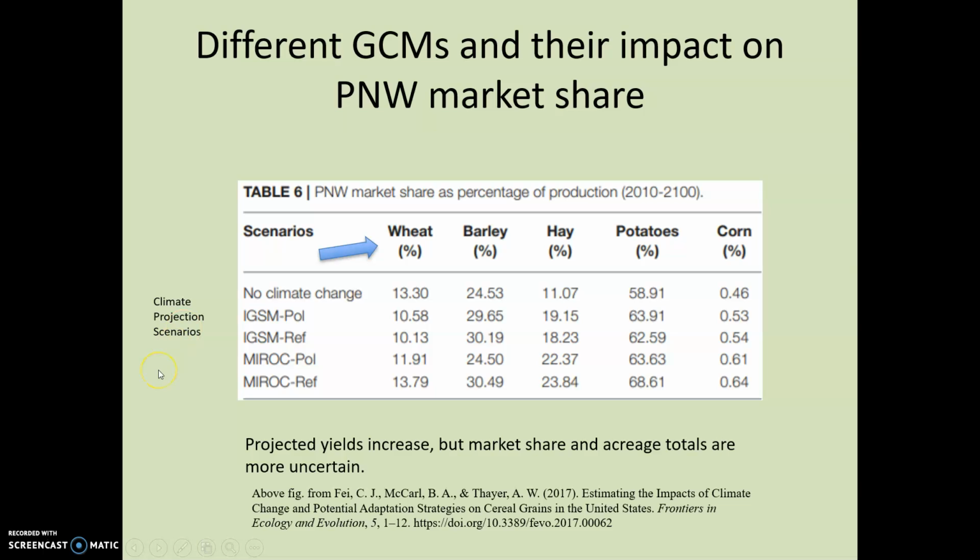And then the last one here is different GCMs and their impact on the Pacific Northwest market share. Are they going to plant more wheat or less wheat? You'd think they'd plant more if their yields are increasing. I don't know. But if we look at wheat, no climate change, 13.3%. Under these different RCP scenarios, the highest one, we got 13.79, but they're kind of lower market share. I don't know if that's because there's just more money in hay or something. Look at hay, you go way up. Maybe that's way productive for hay. I don't know what that means. But projected yields increase, while the market share and acreage totals are still kind of uncertain. That's kind of what I gathered from that.